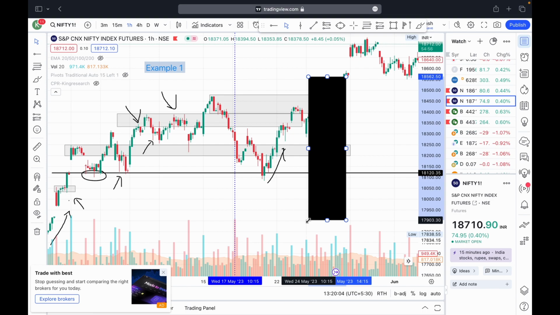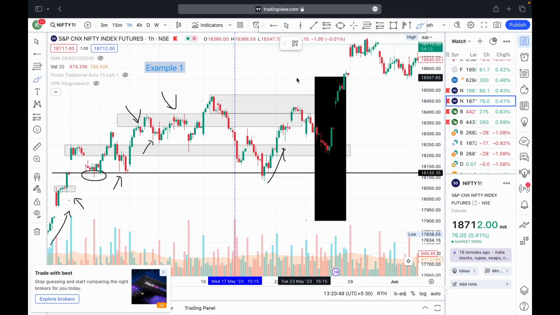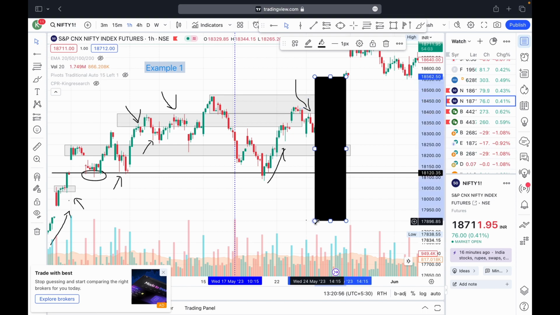So the market came down and started going up. Now it is clear that it is making a lower low. This high is lower than this high. So you can say that the market is going downside. You can enter in this zone also.